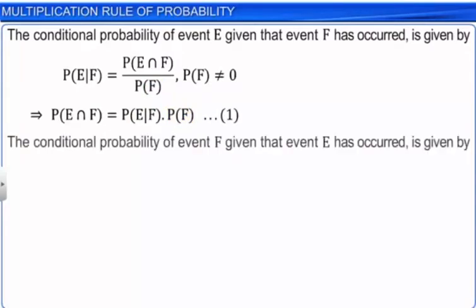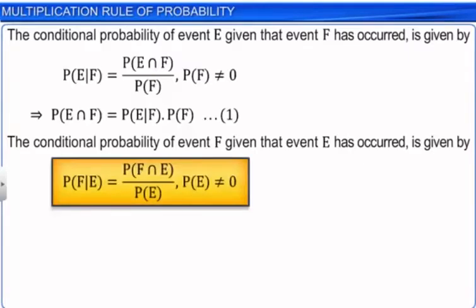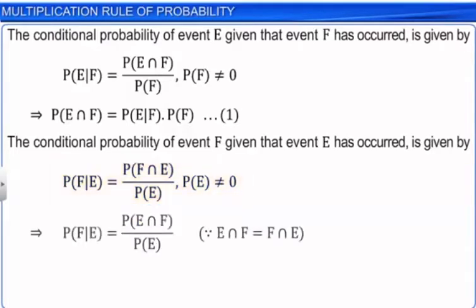Similarly, the conditional probability of F given that event E has occurred is equal to the probability of F intersection E divided by the probability of E, such that the probability of E is not equal to 0. Now, F intersection E is equal to E intersection F. This implies the probability of E intersection F is equal to the probability of F given E into the probability of E.